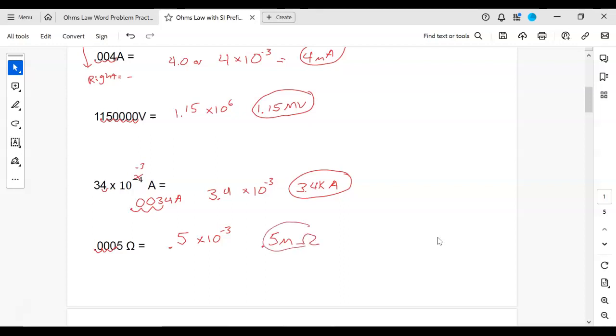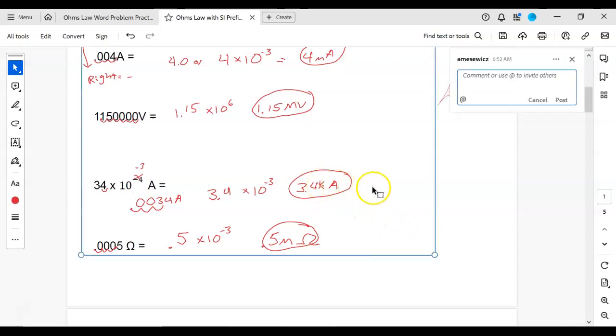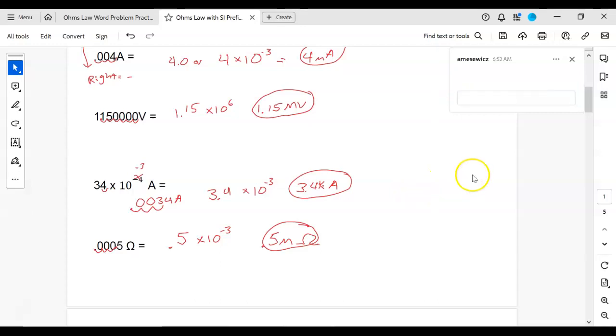And I just realized here that in my previous problem, I made this mistake. This should not be kilo. Definitely should not be kilo here. This should be milliamps. So make sure you fix that in your notes there, milliamps.